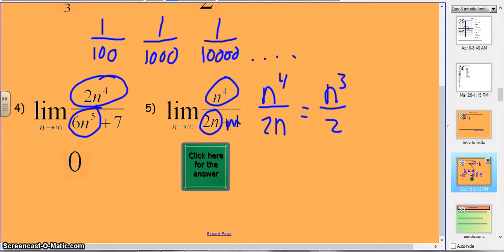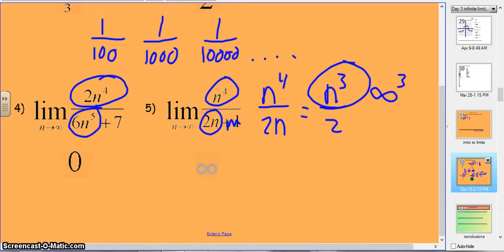If I were to cancel the n's, the highest power on top is n to the third. That's like plugging infinity in and saying infinity to the third power. Well, infinity to the third power is basically infinity, right? Infinity is the biggest thing you can have. So that graph is going to go to infinity.